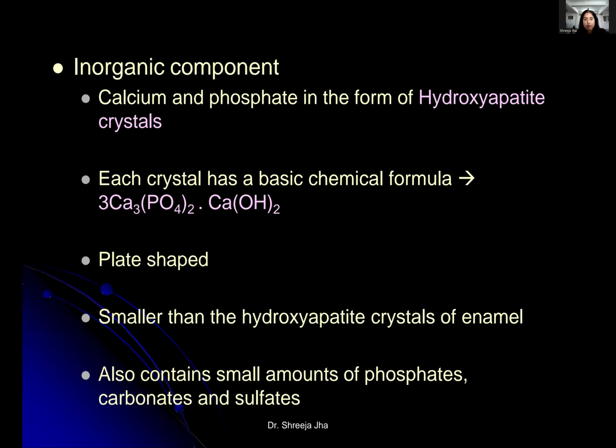What are the inorganic components? Calcium phosphate in the form of hydroxyapatite crystals. These are very important. And what is the formula? Ca10(PO4)6(OH)2, or 3Ca3(PO4)2·Ca(OH)2. It is plate shaped, and smaller than the enamel hydroxyapatite crystals. It also contains small amounts of phosphates, carbonates, and sulfates.